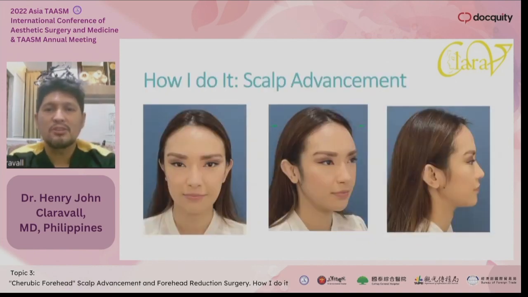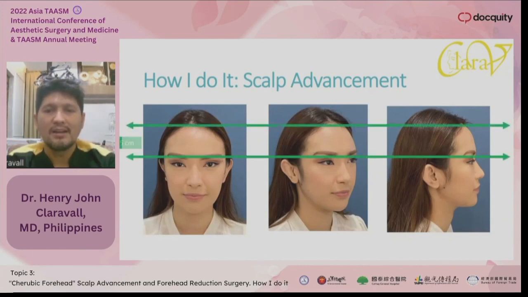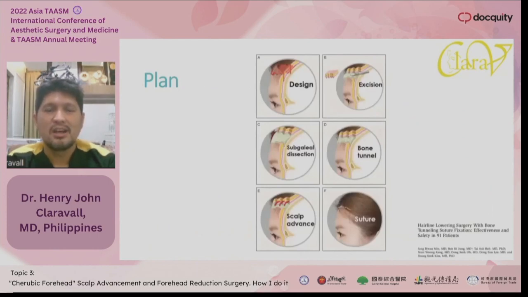Now I would like to present to you my patient. The height of the forehead, from the hairline to the glabella, is 6.5 cm, and the scalp laxity is average. My plan is to do this. I will first design my incision, then I will do my excision, then I will do my subgaleal dissection, followed by a bone tunnel to anchor my scalp, and then I will advance my scalp to meet the edges of the lower flap. Then I will suture them together.